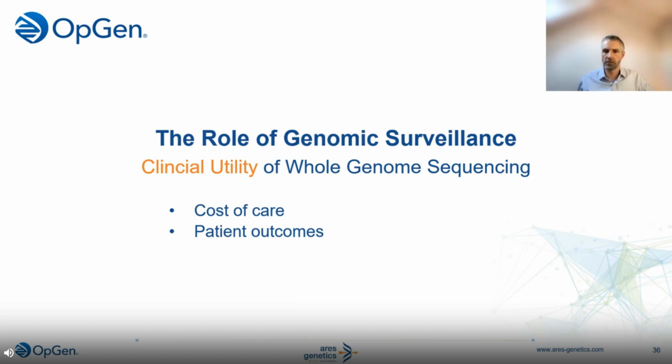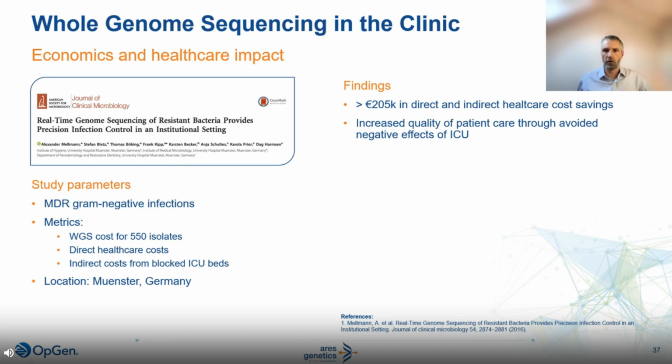And a number of researchers have focused their efforts on furthering our understanding of the clinical utility of WGS. Among the early adopters of clinical whole genome sequencing were the German team of Alexander Mellmann, Doug Harmsen, and co-workers. In a 2016 study, this team assessed the overall sequencing costs using a case during which 550 isolates were obtained.